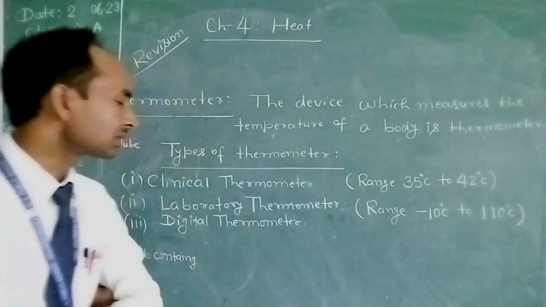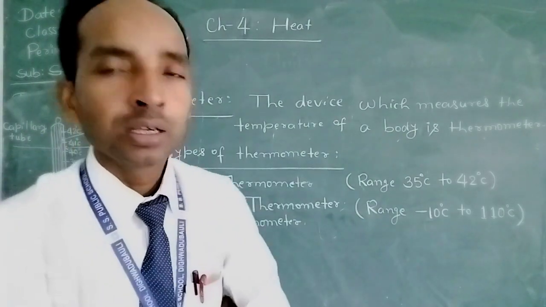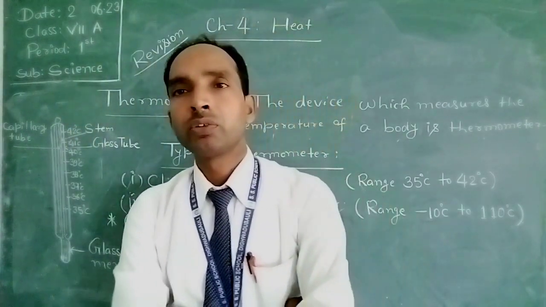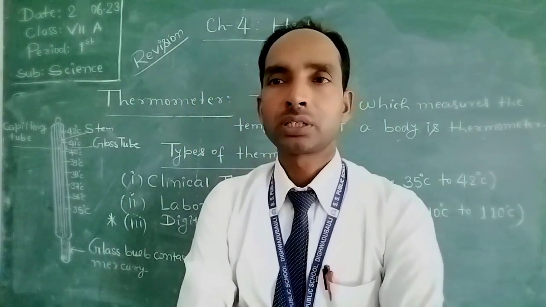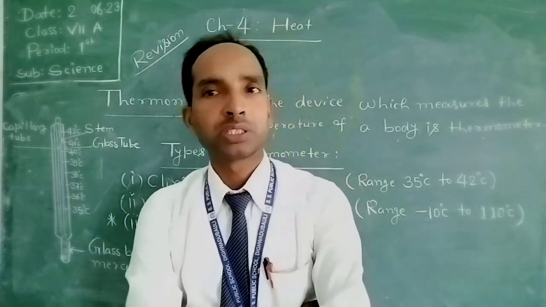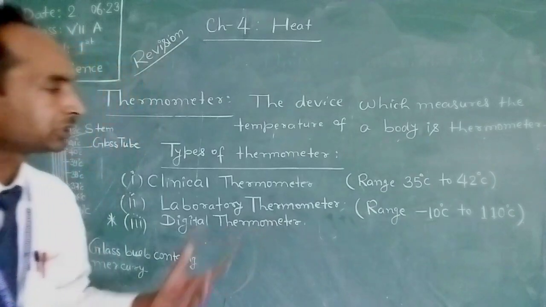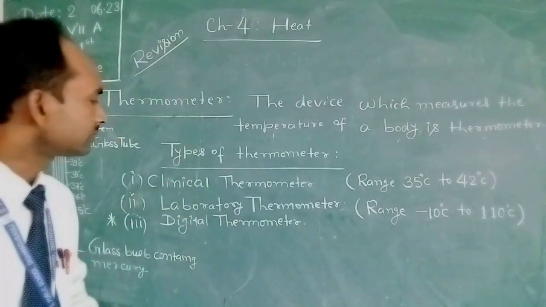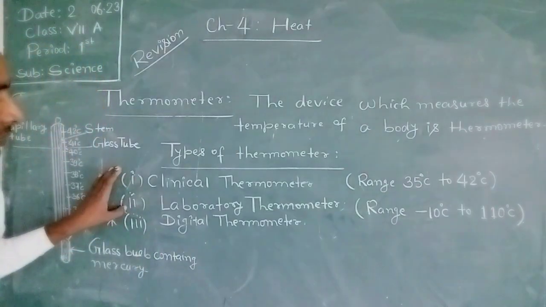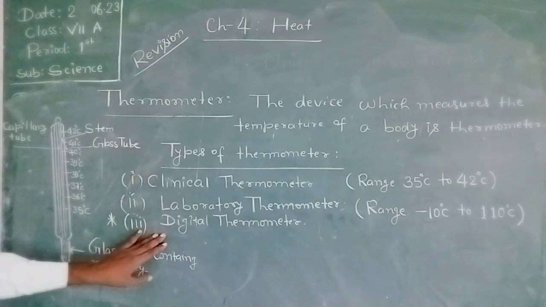called the digital thermometer. A digital thermometer is based on a digital circuit, which has a sensor that senses the temperature of the body and gives it digitally, and we measure the temperature of any body by the digital thermometer. So these are some main, basic thermometers. First is the clinical thermometer, second is the laboratory thermometer, and third is the digital thermometer.